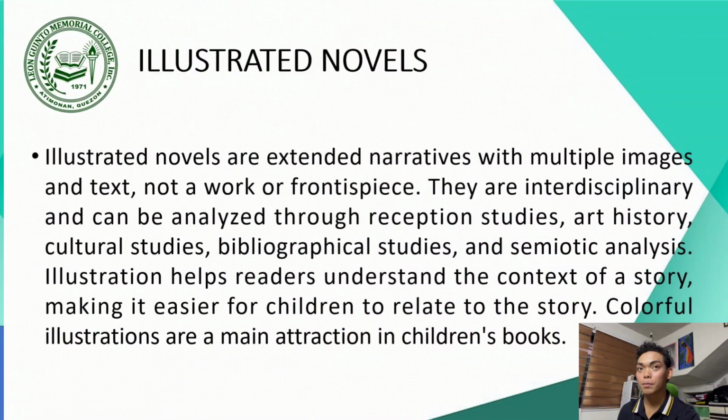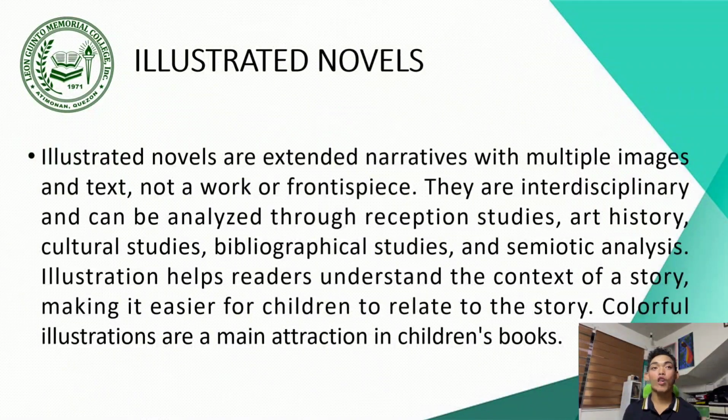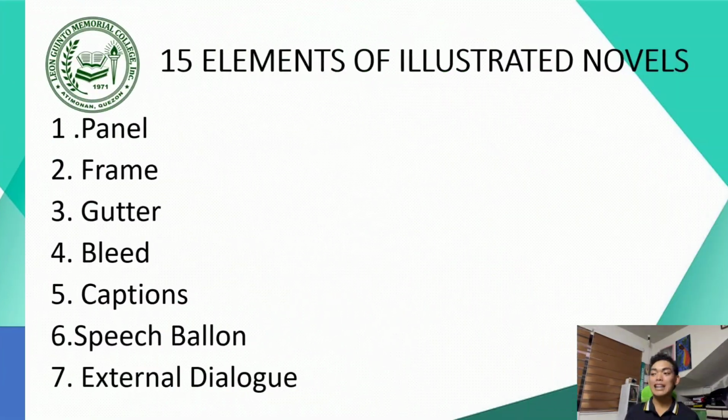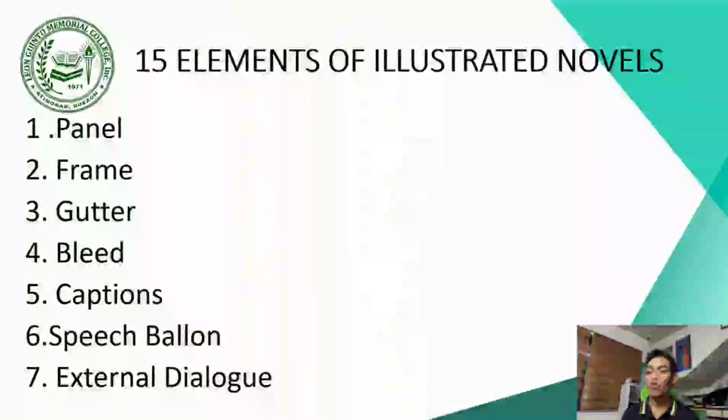Now, illustrated novels combine image and text, offering a rich narrative that can be analyzed through fields like arts, history, and culture. Illustration helps readers, especially children, to understand the story and to connect with the materials. In children's books, it's more colorful, and illustrations are particularly important as they engage young readers and make the story more relatable. Here are the 15 elements of illustrated novels.